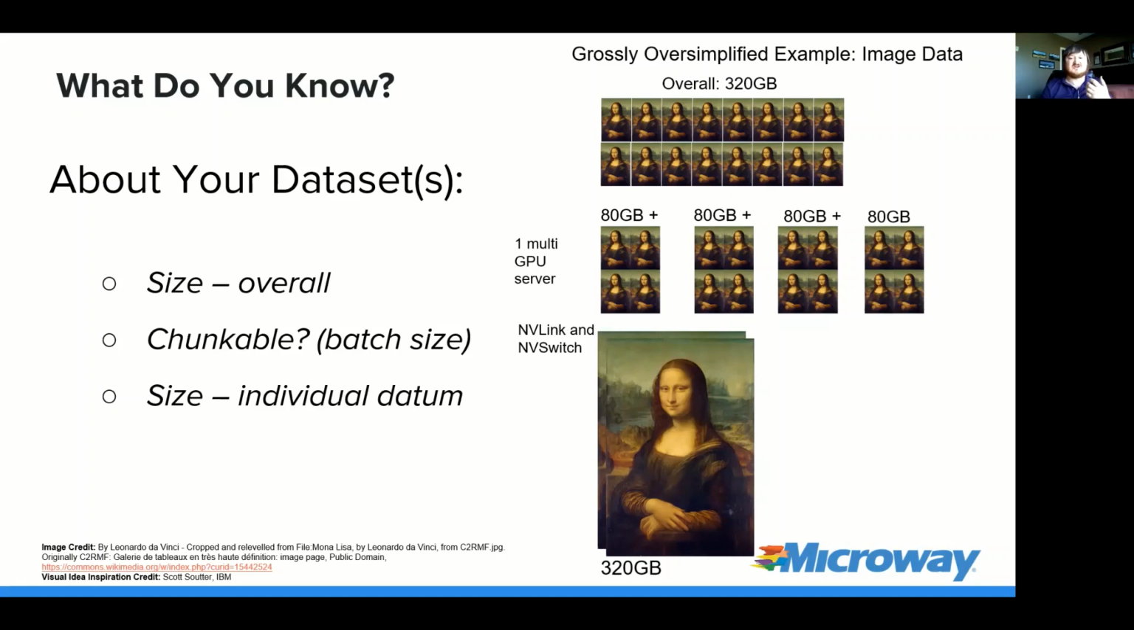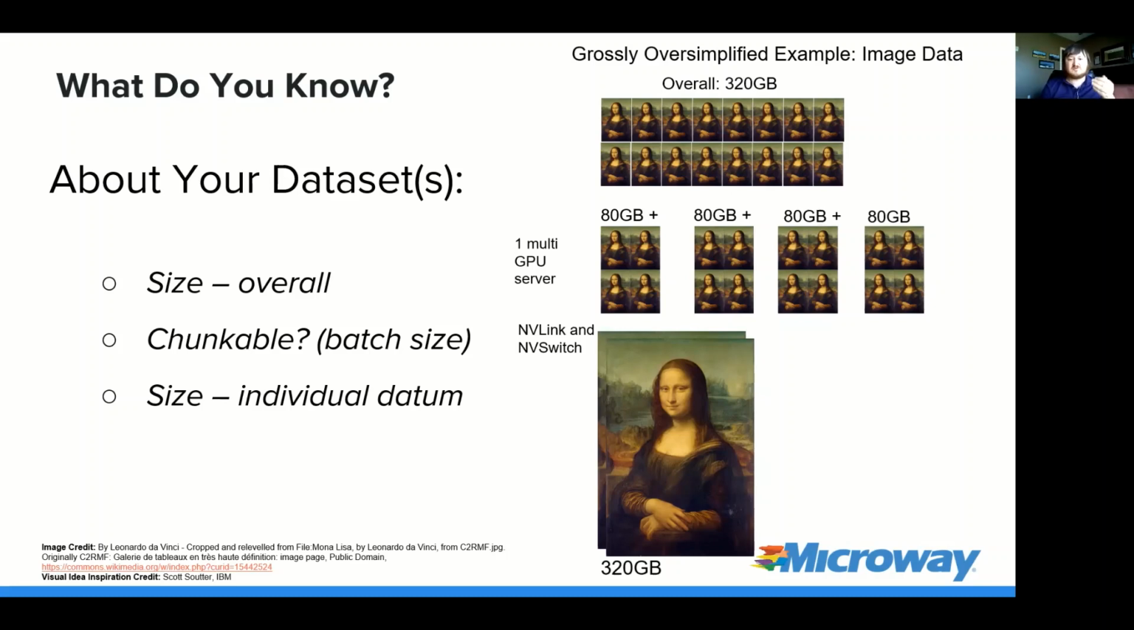So on the right-hand side, you'll see a visual of taking a look at your data set. This is grossly oversimplified, but it's a nice way to think about each of these parameters. On the top, you'll see an overall data set that's 320 gigabytes large, made up of these Mona Lisa images. Next, one level down, you'll see how this data set could be chunkable, right? How you could break it up into different batch sizes that fit on a single GPU, 80 gigabytes maximum. That's a case for a multi-GPU server architecture.